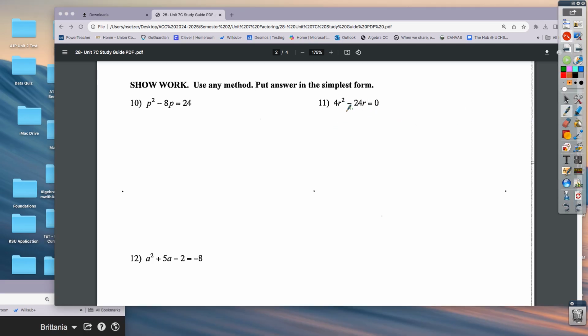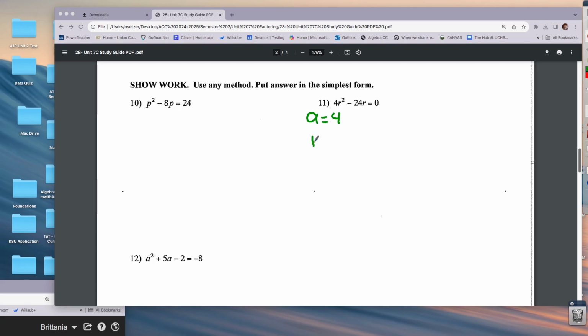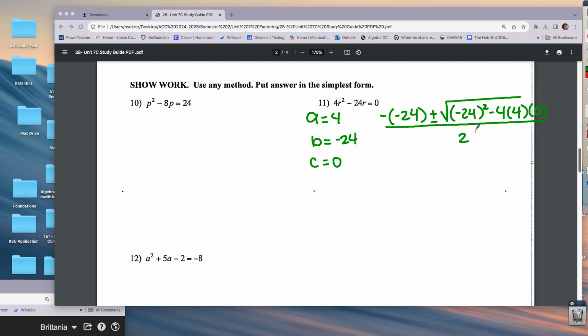So all right, so here again, so A equals 4, B equals -24, and then C, the constant, is missing, so that's just 0. So it's going to be the opposite of -24 plus and minus the square root of -24 squared minus 4 times A times C divided by 2 times 4. So I'm going to get 24 plus and minus the square root, and then over 8. So your discriminant, put that in your calculator, is 576.